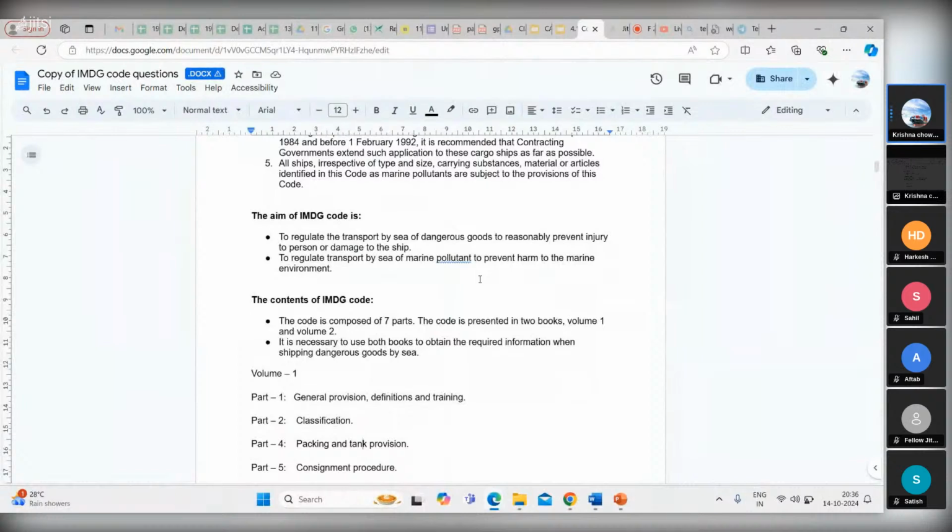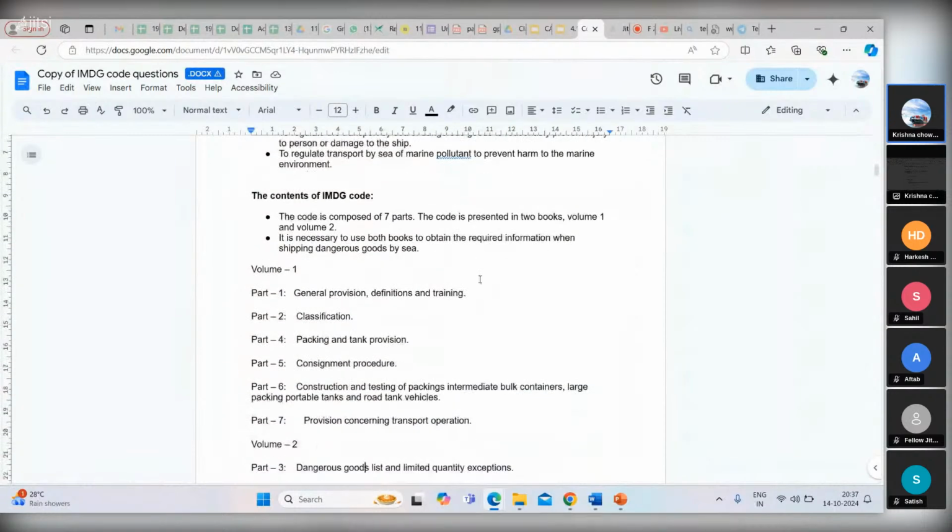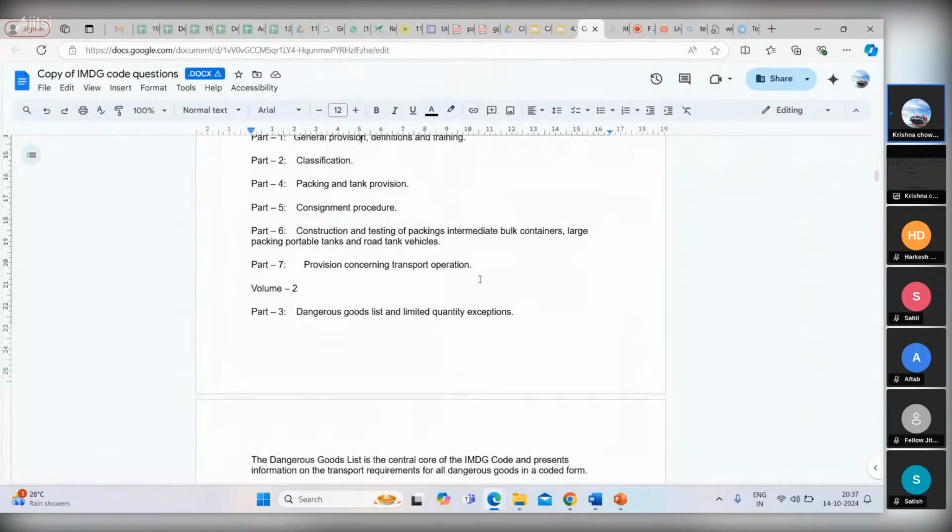So these are the contents of the IMDG code. Basically, the aim is to regulate the transport of dangerous goods by sea and to use both books to obtain the required information. What are the dangers? What are the precautions? How to do the storage and securing? What to do in case of fire, spill, ingestion, inhalation? All the dangers and properties of the types of classes there. So these are the general contents of the IMDG code. This is for volume 1, general provisions.